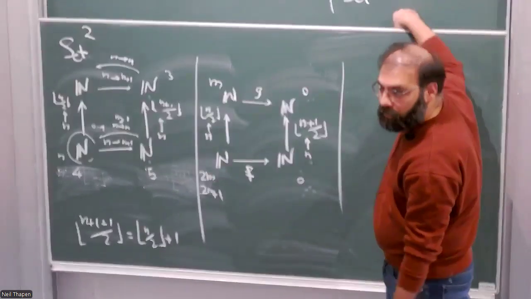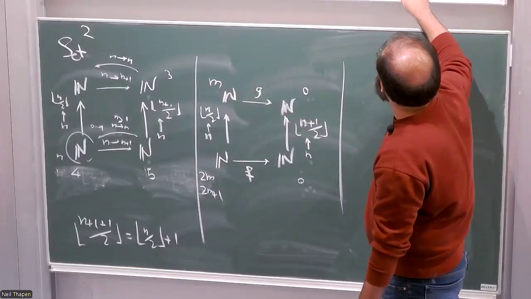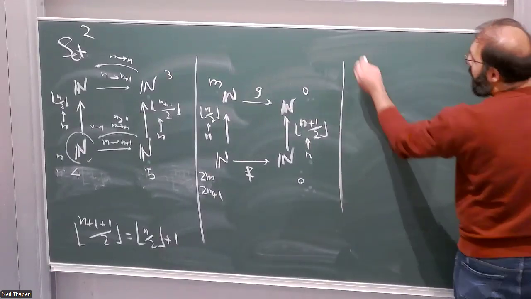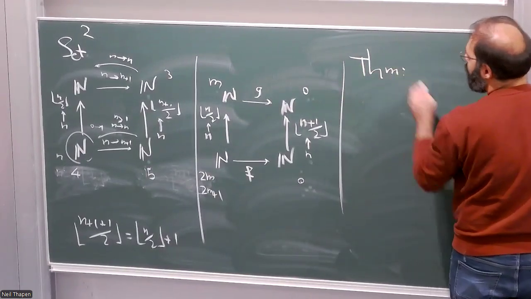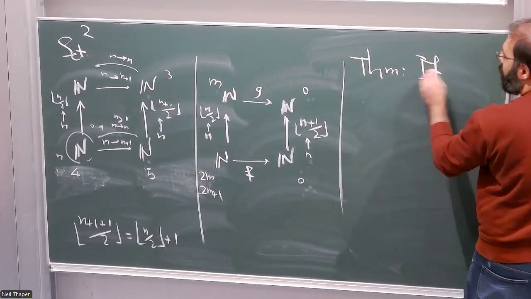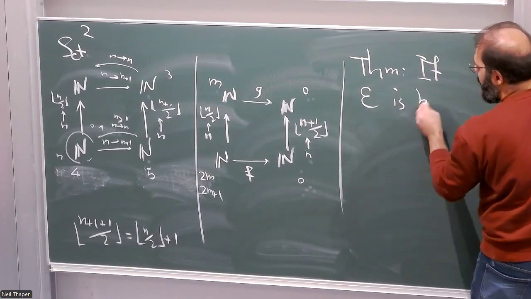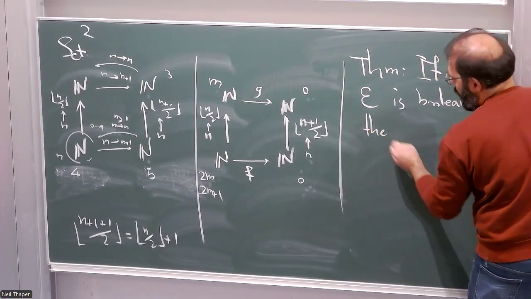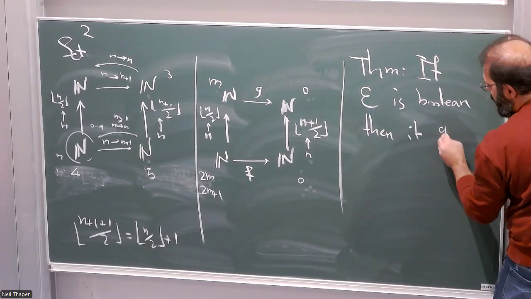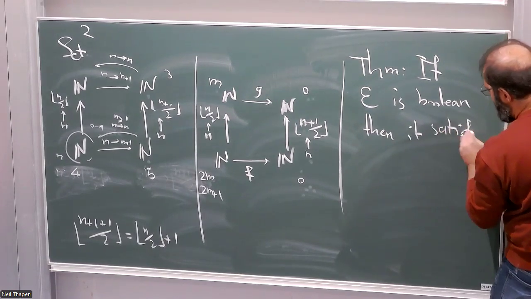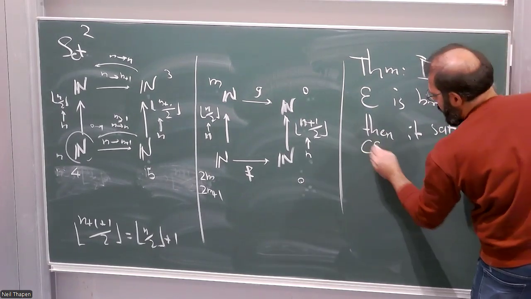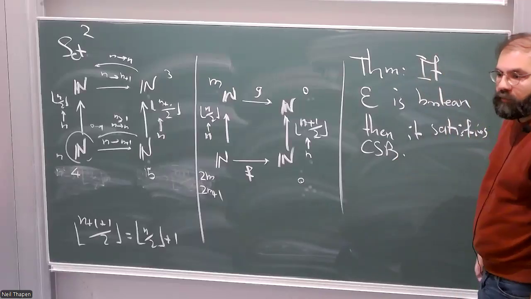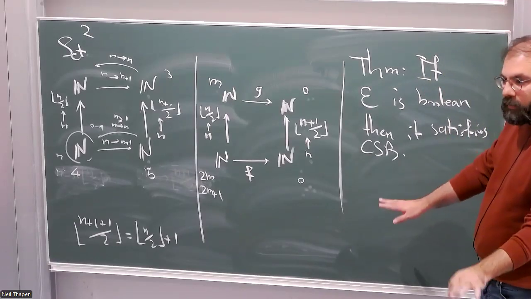Okay, so the point is that you can just do your exercise and prove that it is not true in any topos. But there's a theorem that I want to use, and I don't want to prove it: if your topos E is Boolean, then it satisfies CSB. So whenever you are in the classical realm, you're fine.